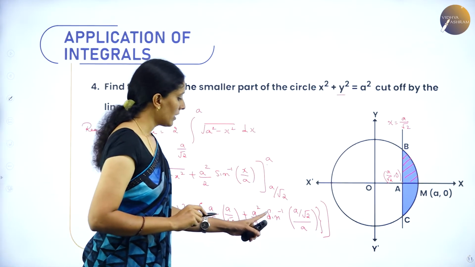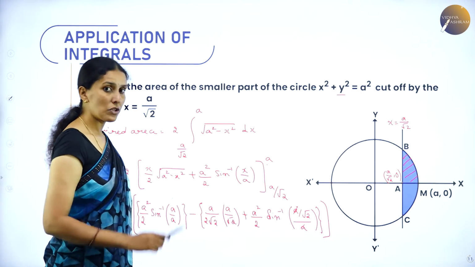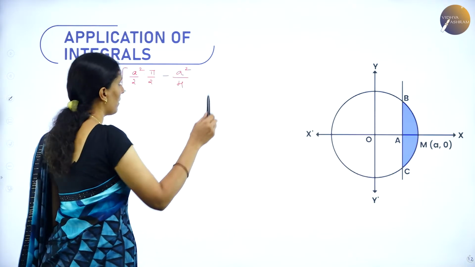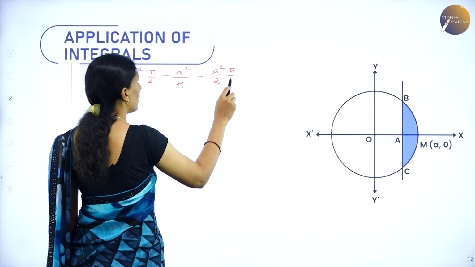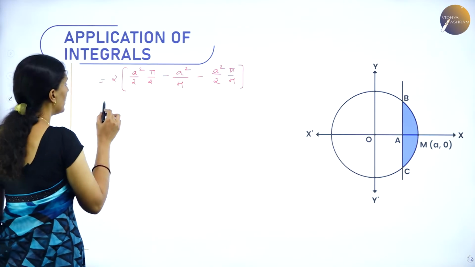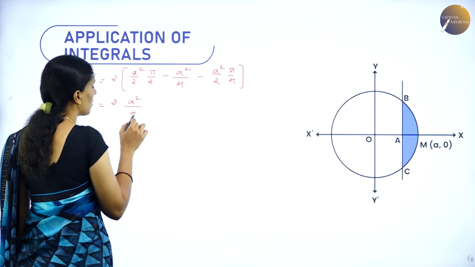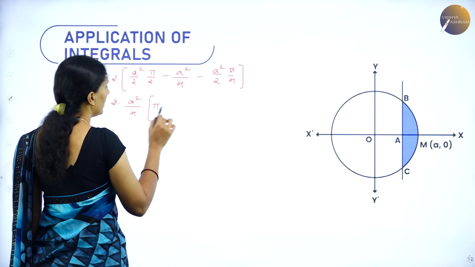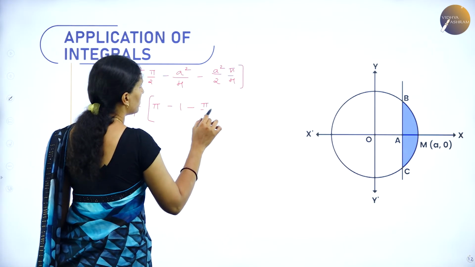Next here we have a cancels, 1 by root 2. Sin inverse of 1 by root 2 is pi by 4. So a square by 2 pi by 4 minus a square by 2 pi by 4. Now here let me take a square by 4 as a common factor in all the terms. So a square by 4, it is pi minus 1 minus pi by 2.